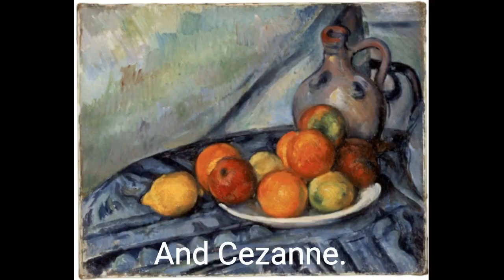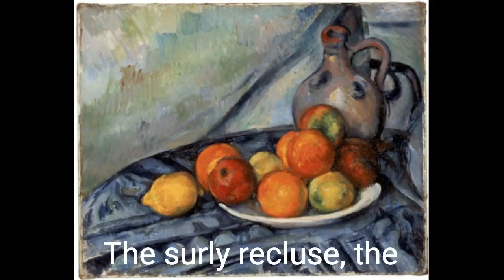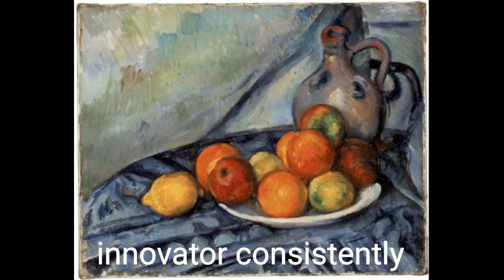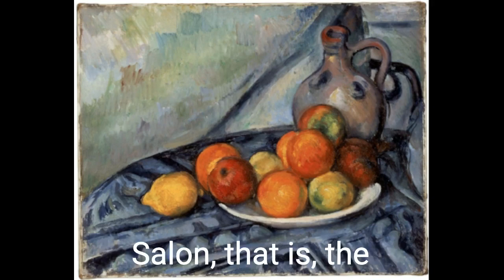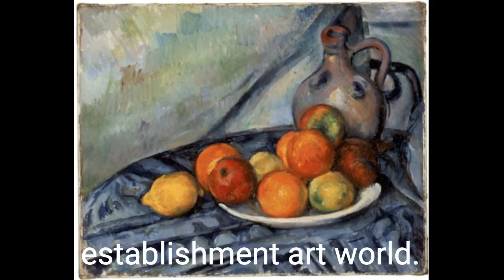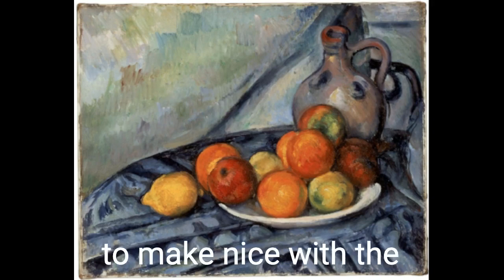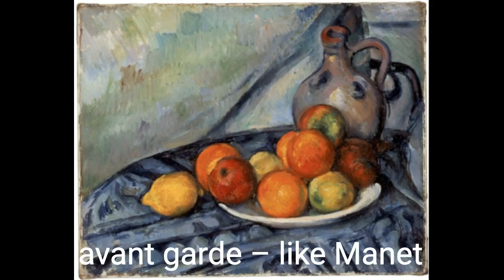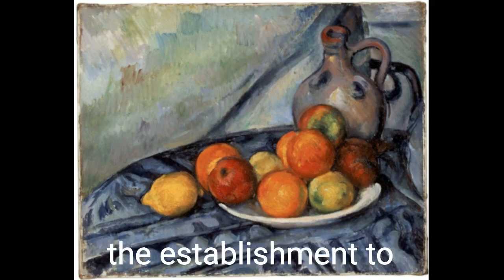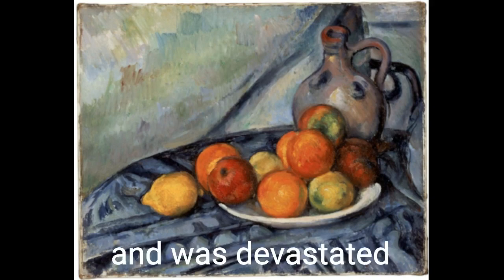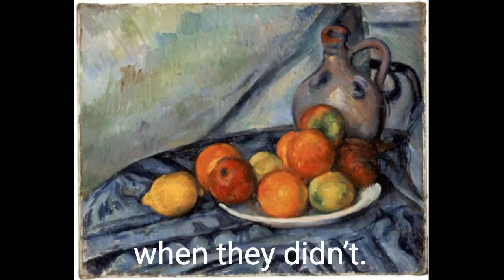And Cezanne, the surly recluse, the innovator consistently rejected from the salon, that is, the establishment art world. He wasn't even trying to make nice with the avant-garde. Like Manet before him, he wanted the establishment to take him seriously, and was devastated when they didn't.